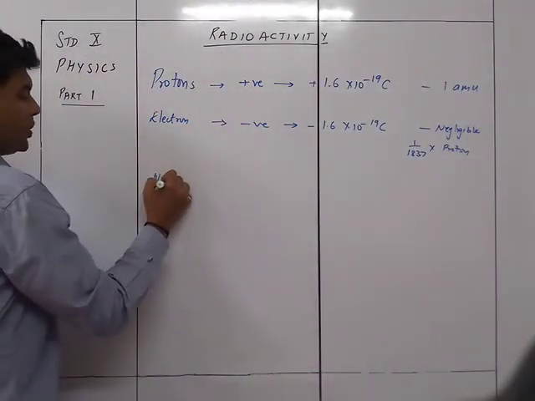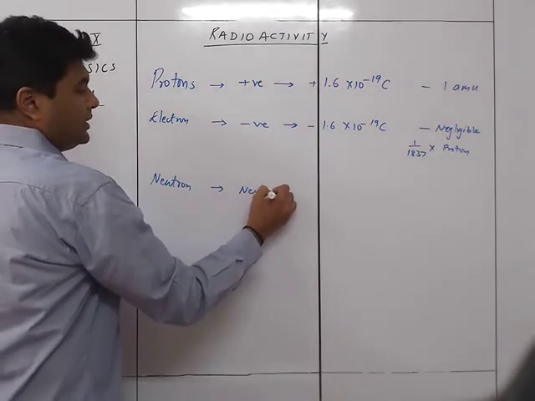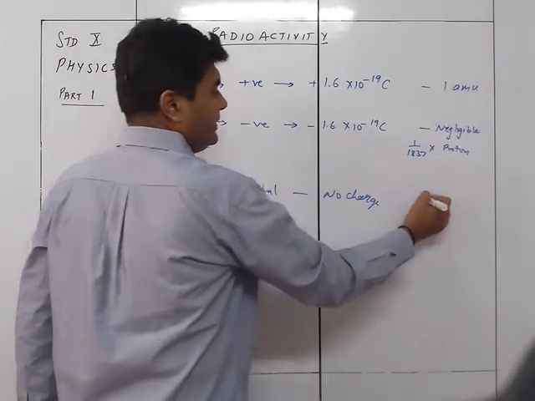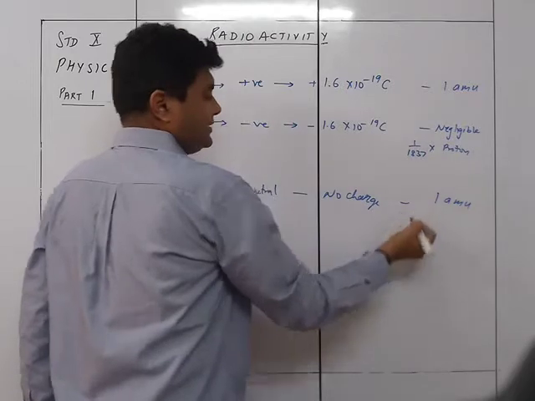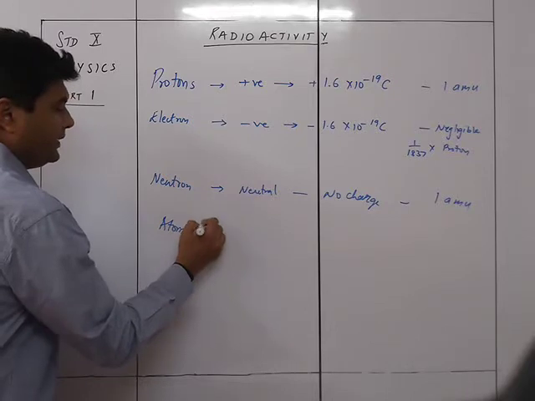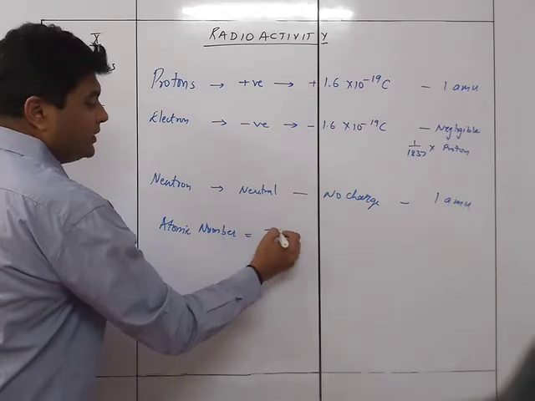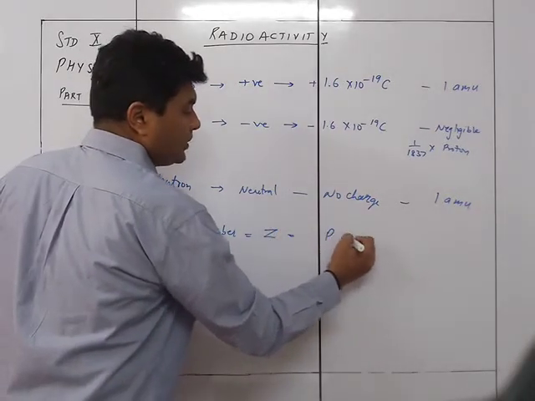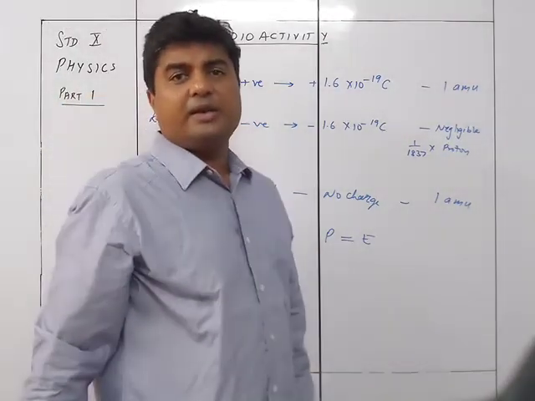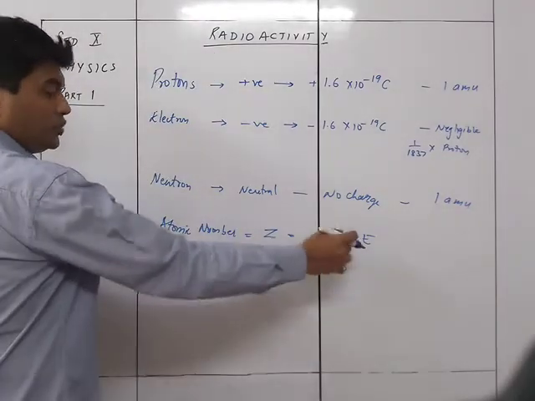The next one is the neutron. The neutron is neutral, so it has no charge, and the mass is 1 AMU. Accordingly, we have the atomic number, which is equal to Z, which is nothing but the number of protons or the number of electrons, because the number of protons and the number of electrons in a particular atom are always the same. That's why Z is equal to P is equal to E.